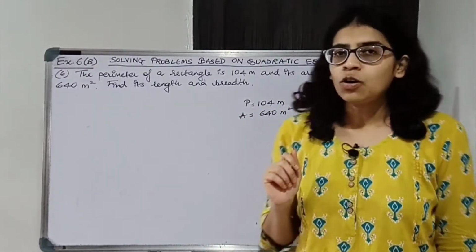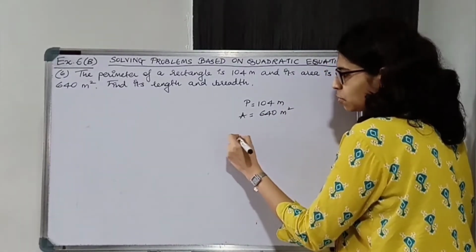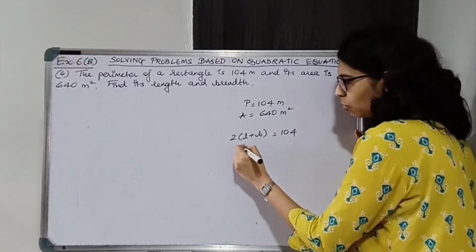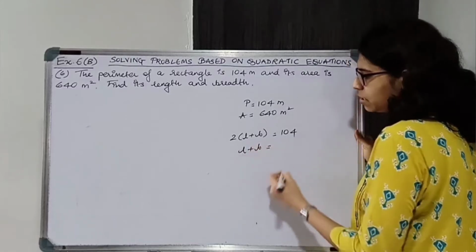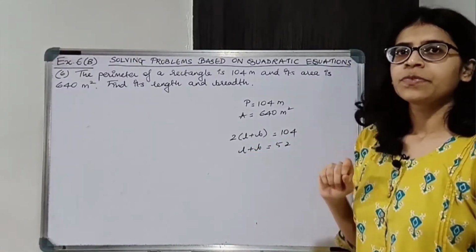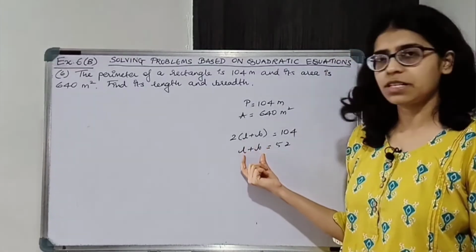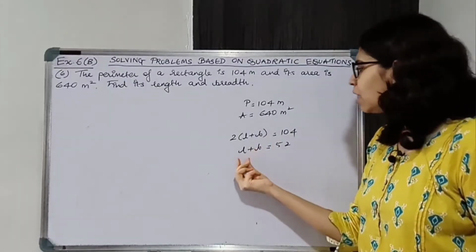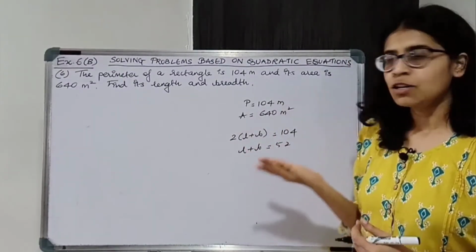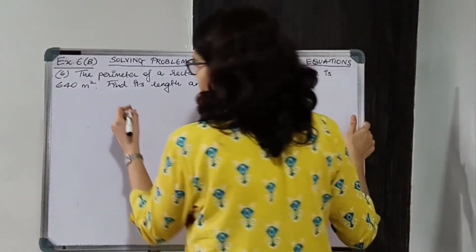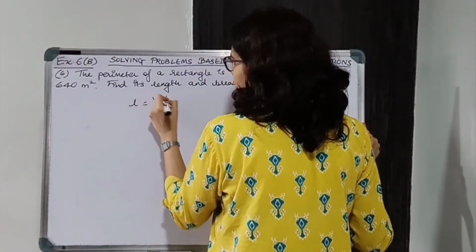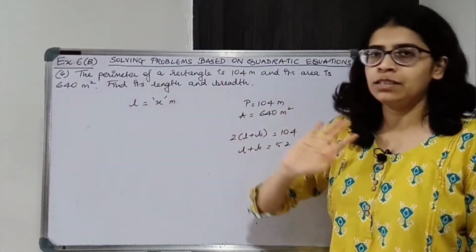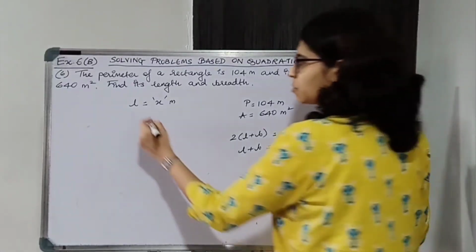Now what is the formula for perimeter? It is 2 into L plus B. So this is equal to 104. All right. So if I shift 2 to the other side, I can say L plus B is equal to 52. Now we cannot keep two variables like this. What do we do? We assume one as x. So you can assume L or B, either of the two, to be x. So I am taking L as x. Length I am assuming as x. So let's say it is x meters because perimeter is given in meters, area is given in square meters, so length will be in meters. Breadth will also be in meters.